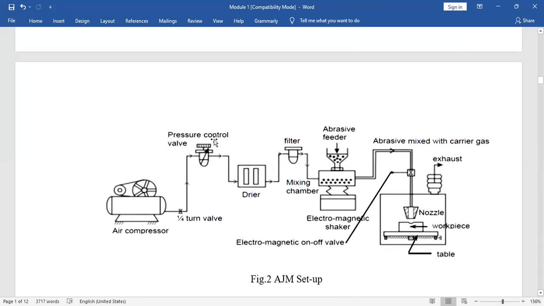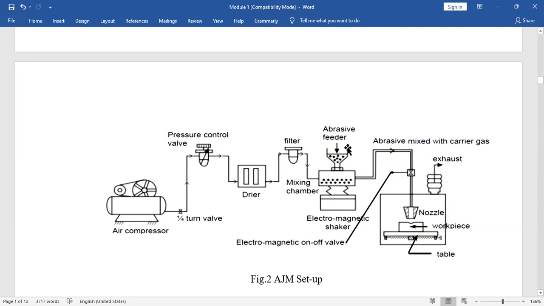Now, this is the pressure control valve. According to the material, that is the tensile strength of the material, the pressure has to be set. And there is the dryer, because in the gas some amount of water vapor is also there, so we have to remove the water vapor. The water vapor is removed with the help of this dryer. It is again one type of filter, so that only the gas goes into the mixing chamber.